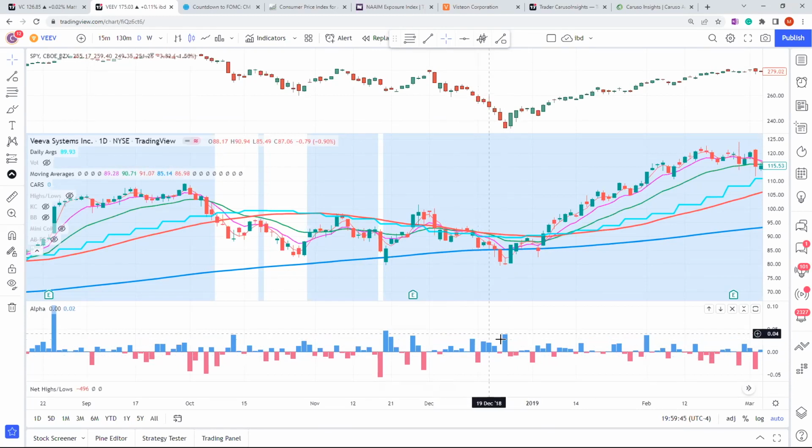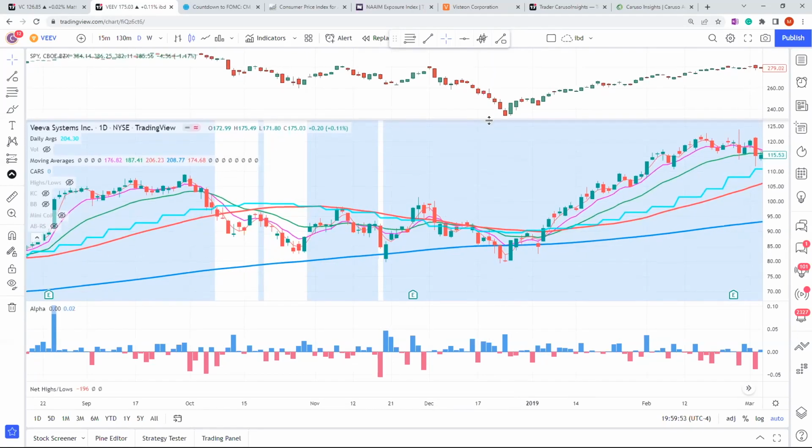Now, this alpha tool factors in the beta. So it factors in the stock's own individual volatility versus the S&P's. There's another way to do it as well, like I talk about in the course. I call it AB relative strength.